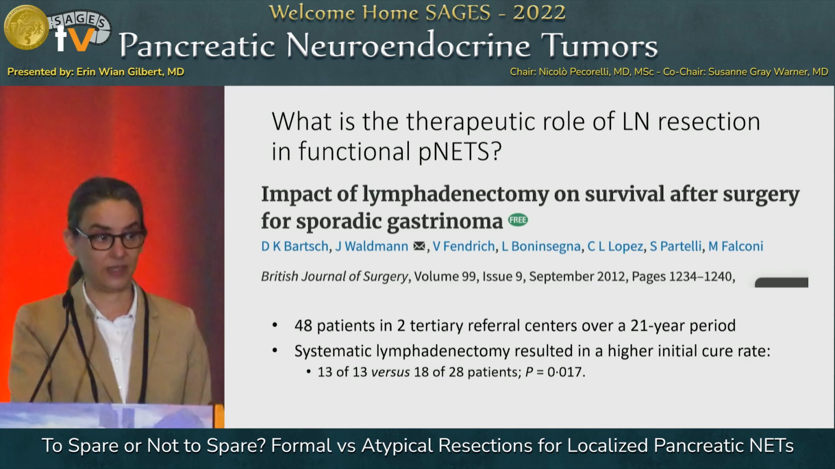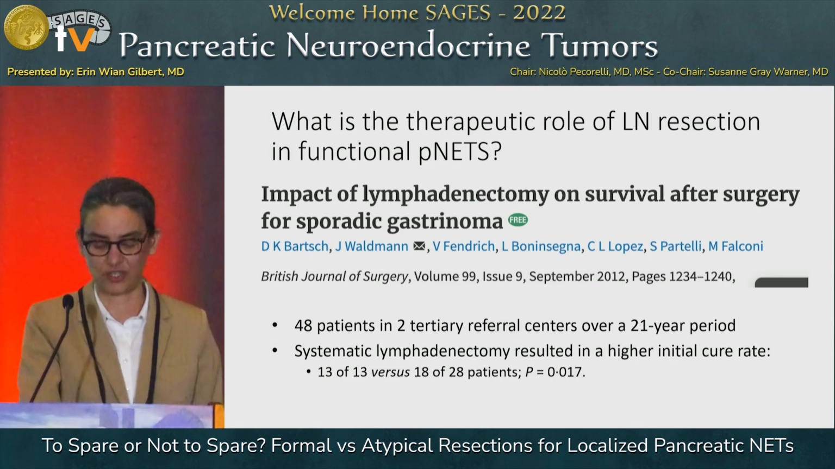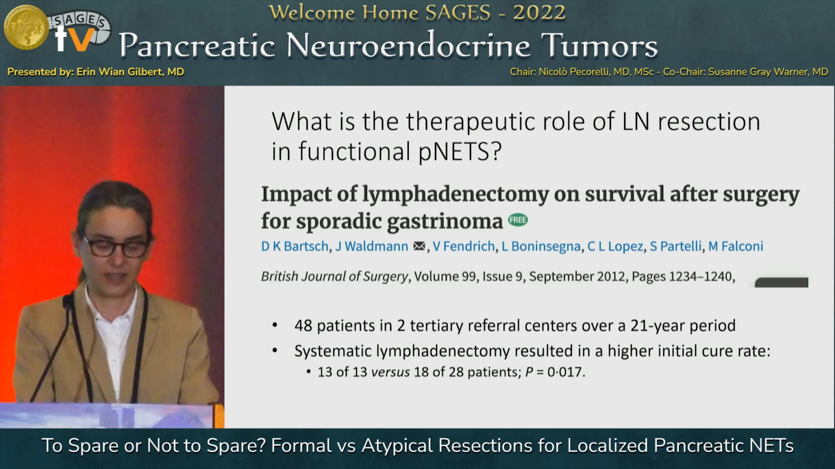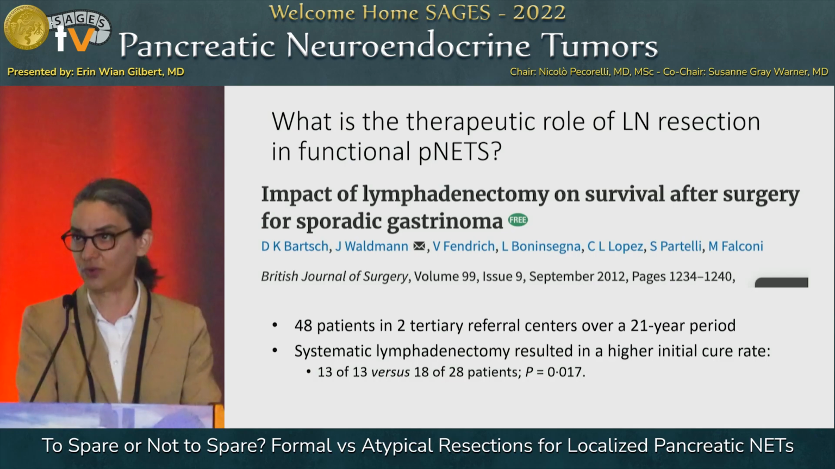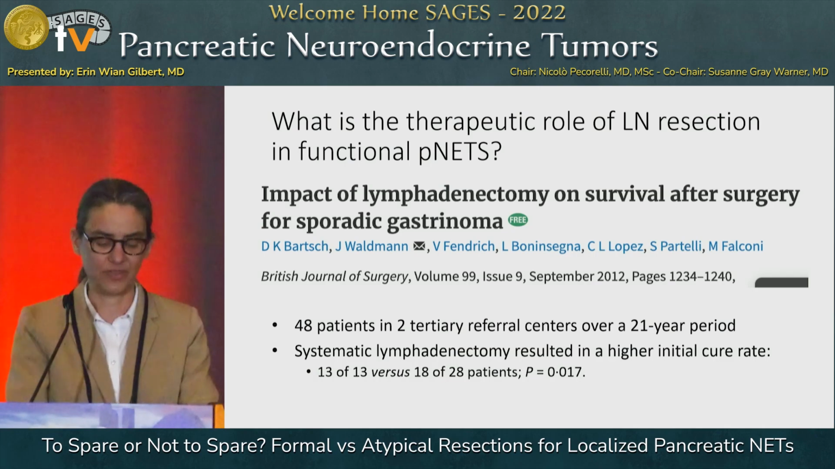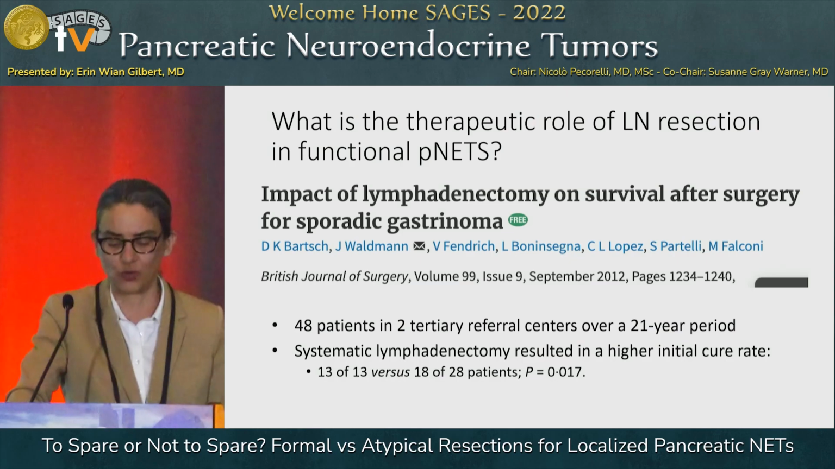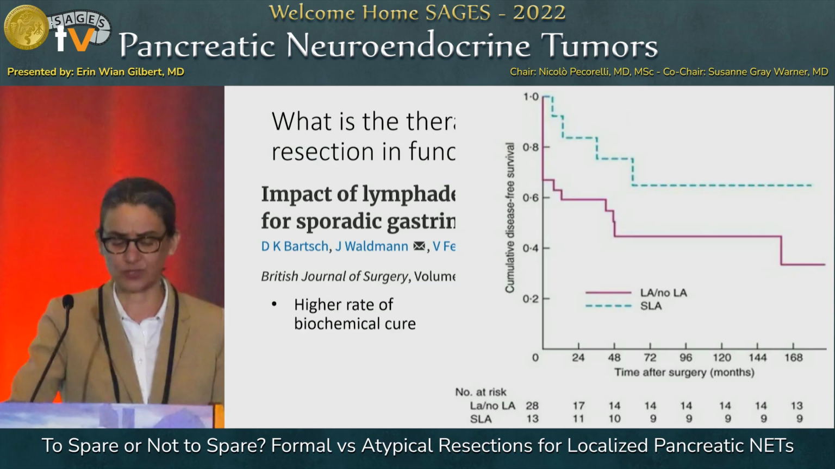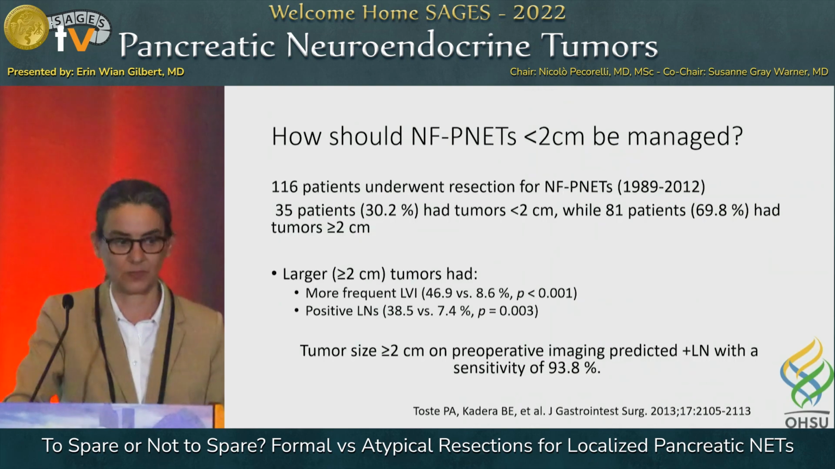Most data supporting this approach is in gastrinoma resection. This is a multi-center retrospective study that compared outcomes in patients who underwent full lymph node dissection to those with selective dissection or enucleation. They found that when resections included 10 or more lymph nodes, there was a higher rate of biochemical cure, and there was also a trend toward disease-free and overall survival.